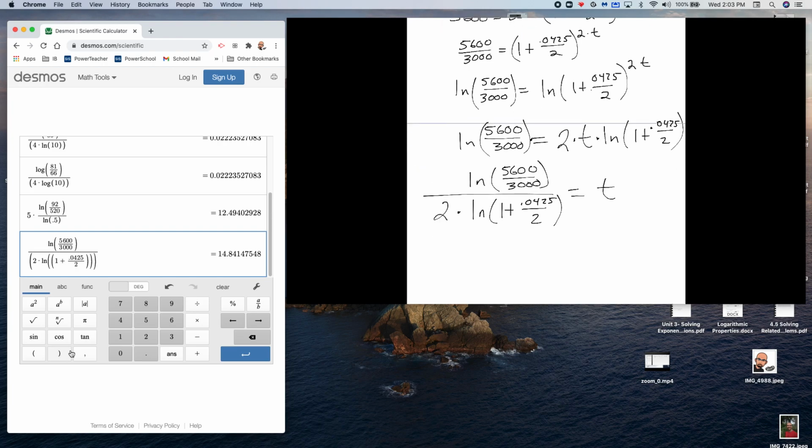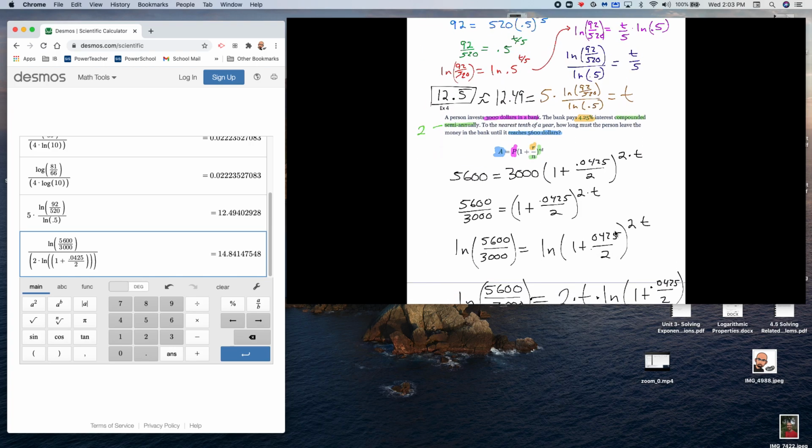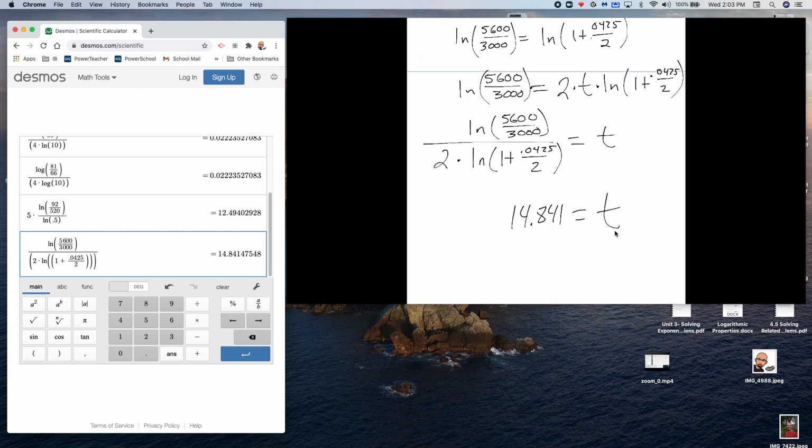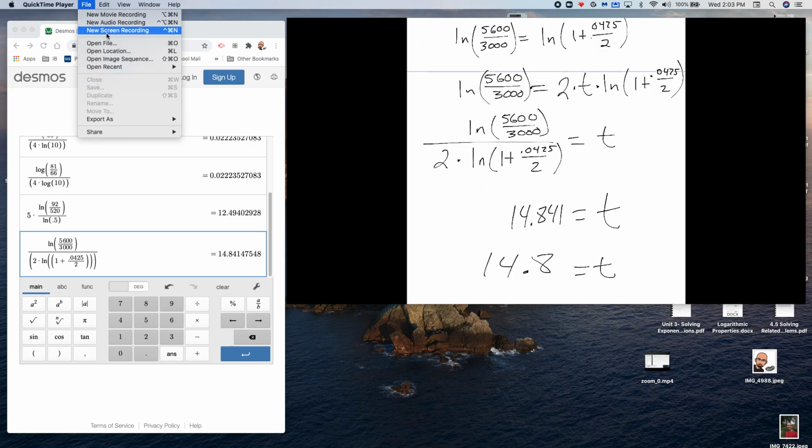What I end up with is t is equal to 14.841. Now let me look at what Delta Math wanted me to list it as. Delta Math told me to the nearest tenth of a year. So that's 1 decimal place. So my answer for Delta Math would be 14.8. Hopefully that makes sense to you. Ask me questions if you need help.